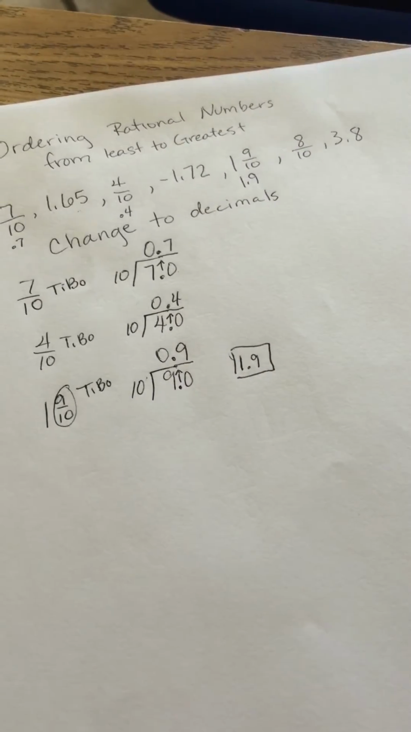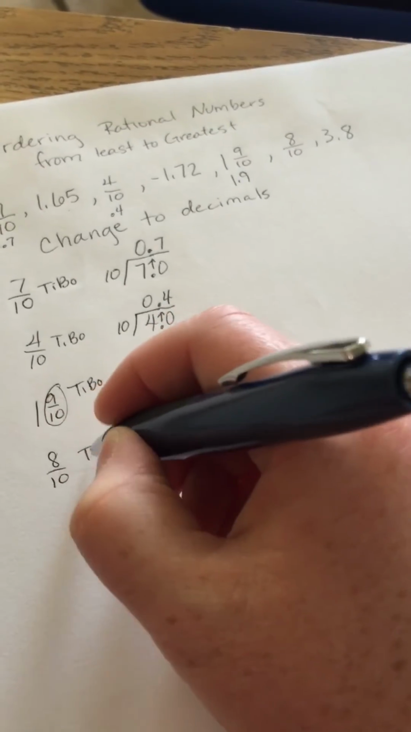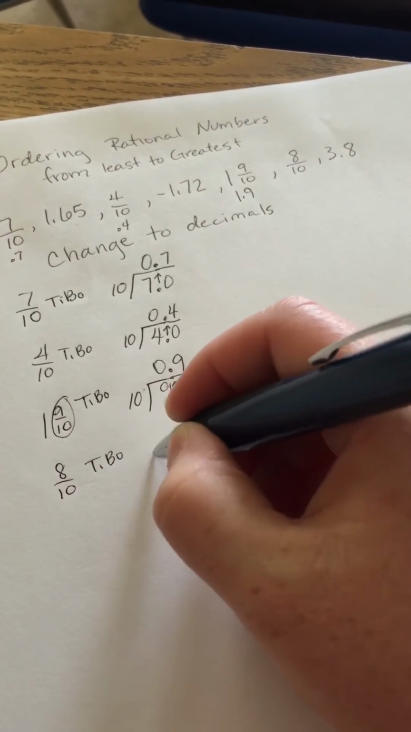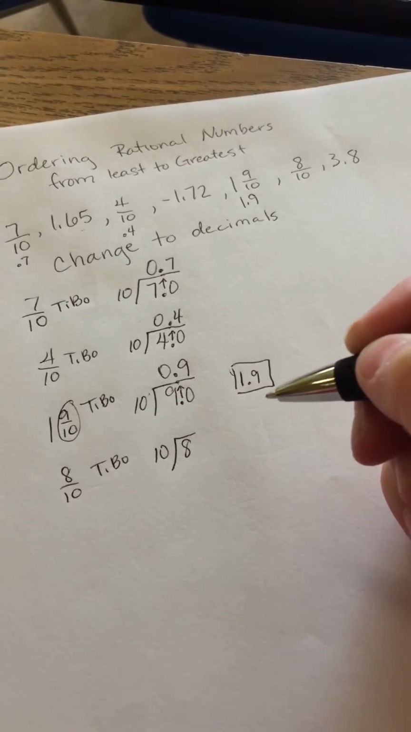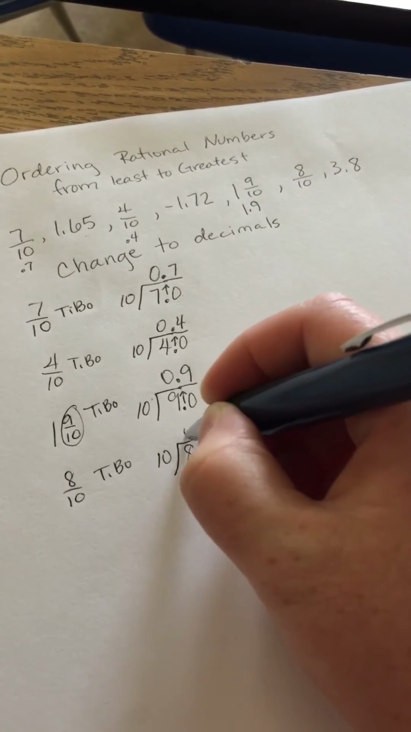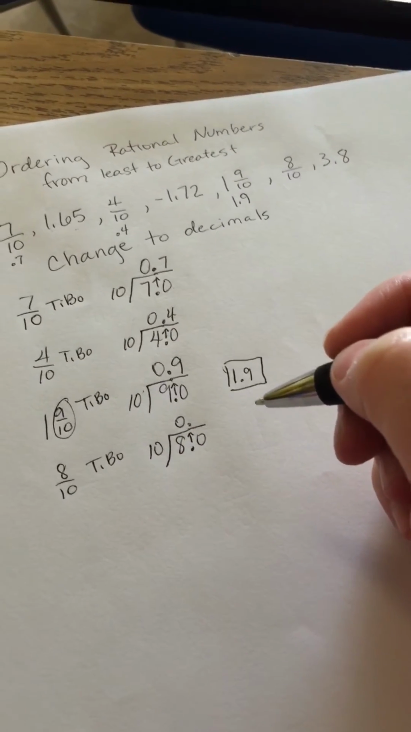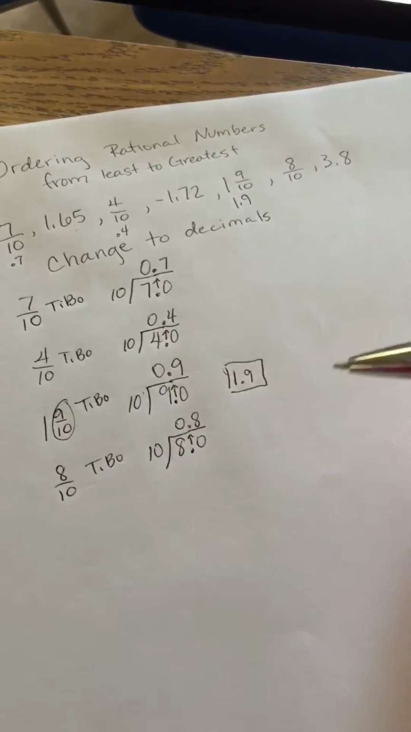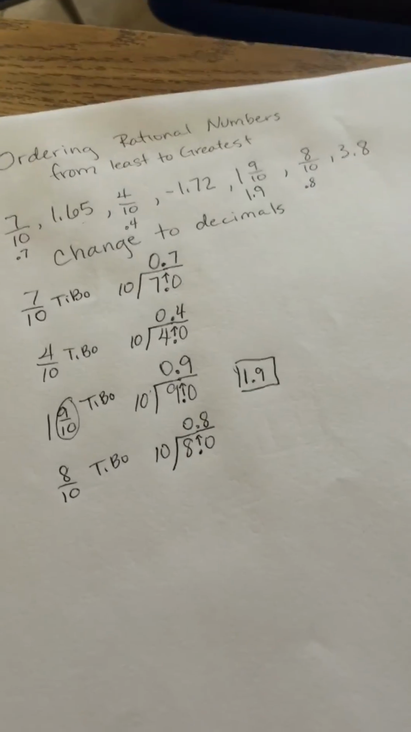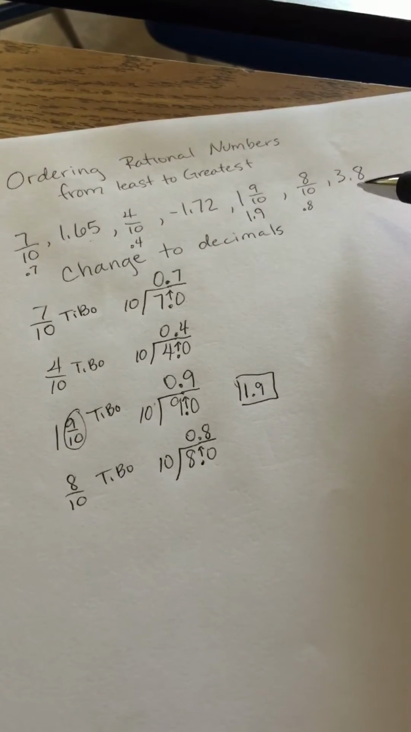Now, we have 8/10. So let's write 8/10. We're going to use Taibou because it's a fraction. 8 goes inside the box, 10 goes outside the box. Can it divide into it? No. So let's write our 0 for our no and bring up our decimal. 10 times what gives you 80? That's right, 8. So let's write 0.8. And do we have to do anything to 3.8? No, because it's already a decimal.